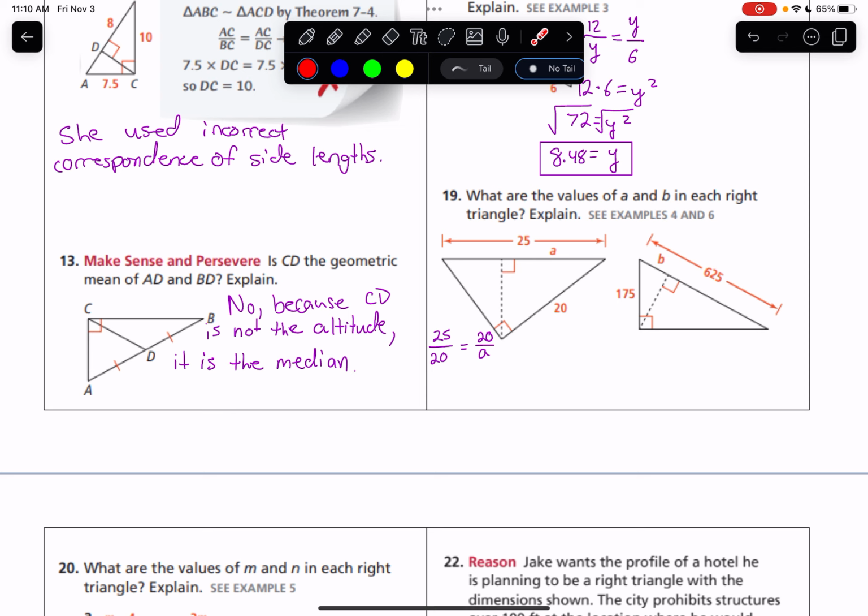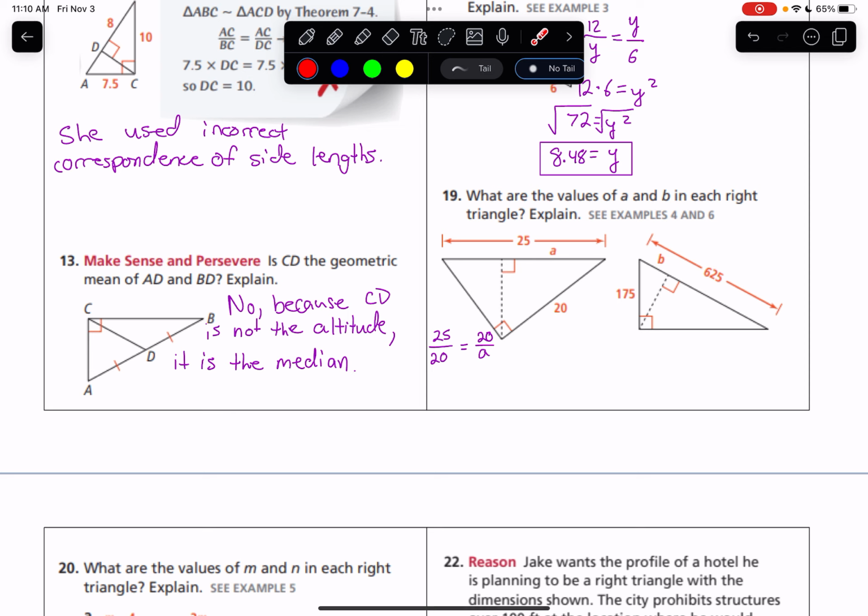All right, and the other one, same thing. I can choose to make a proportion that tells me that long over short, so 625 over 175, is equal to long side of the small triangle, 175, over short side of the small triangle, b. Or I can use my altitude on hypotenuse theorem that tells me that the leg squared is equal to the piece of the hypotenuse times the entire hypotenuse. So that would tell me the same thing as cross multiplying. 175 squared is equal to the piece of the hypotenuse times the whole hypotenuse. That would be 625b.